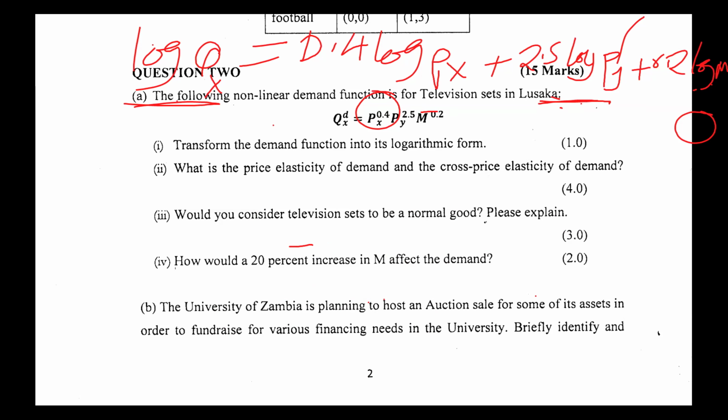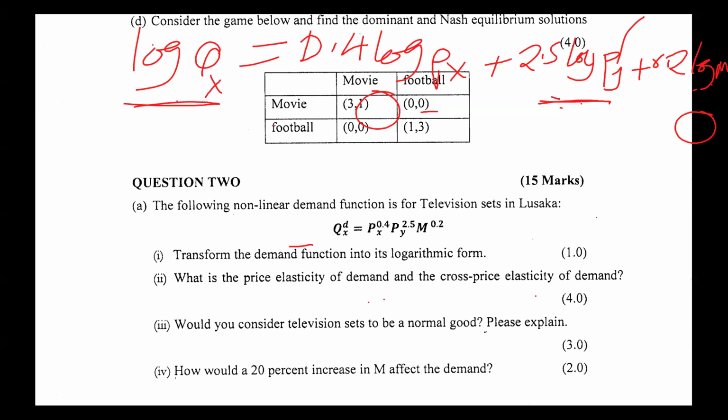Go ahead and have another question. Would you consider televisions to be normal goods? And explain. How can we decide whether these are normal goods or inferior goods? What criteria would we use? How are we going to decide whether these are normal goods?